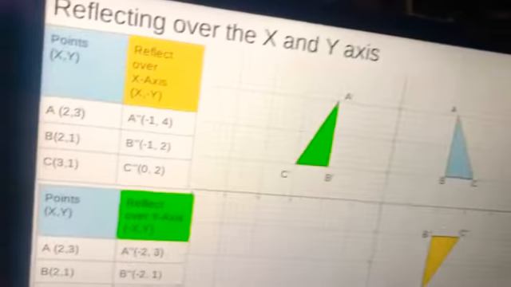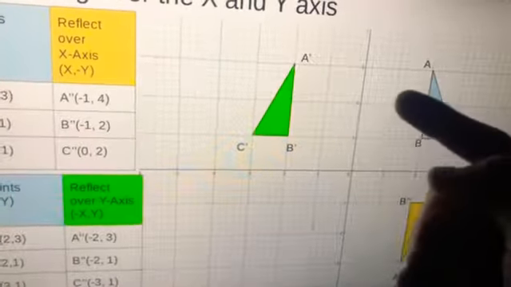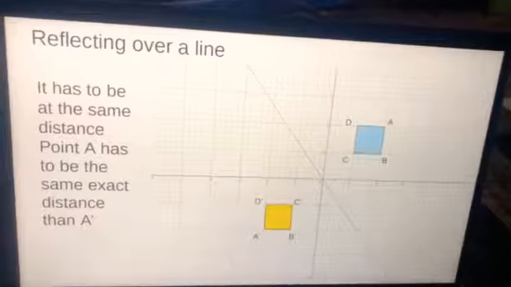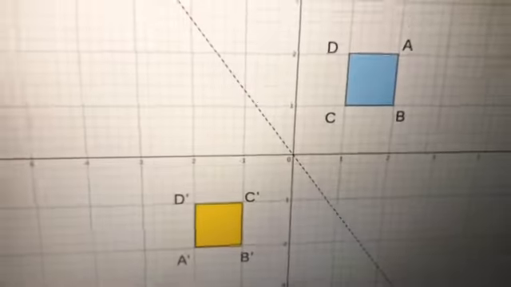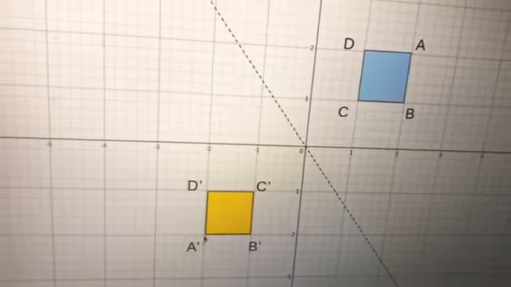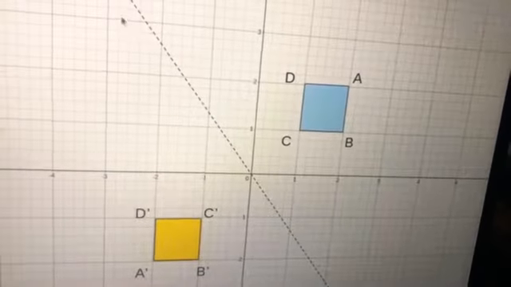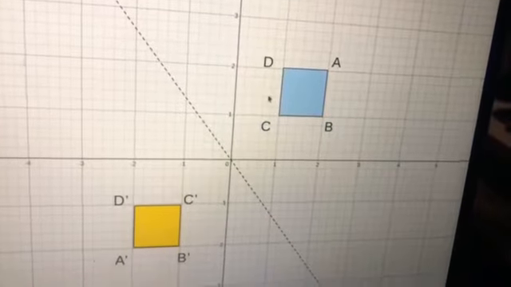And in order to reflect over the y-axis, we need to alter the x. I'm sorry. In order to reflect over the y-axis, like this green triangle, reflecting over a line, it has to be the same distance. Point A has to be the same distance as its reflected point. So as you can see here, point A is about 1-2 units apart, and point A on the other side of the line is at the same distance. Same thing for all of the points.